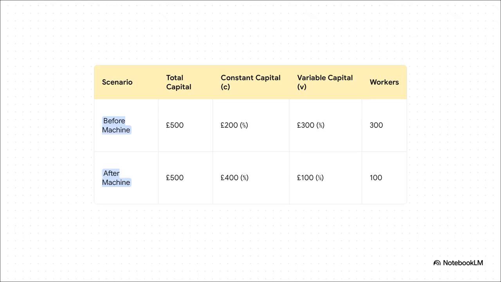But then they decide to invest in some fancy new machinery. The total capital is still £500, but look how the composition changes. Now £400 goes to the machines, and only £100 is left for wages. And the immediate result? They can only employ 100 workers. 2/3 of the workforce just got fired.